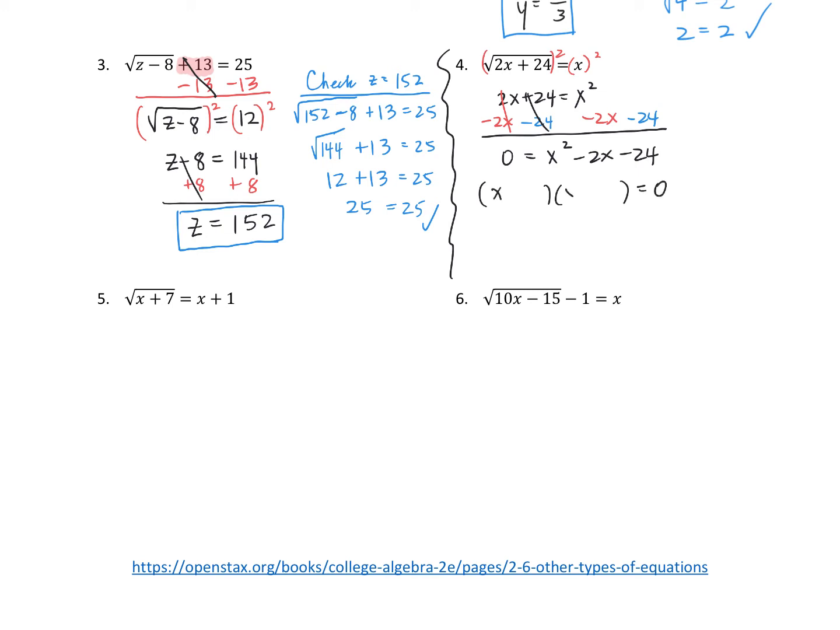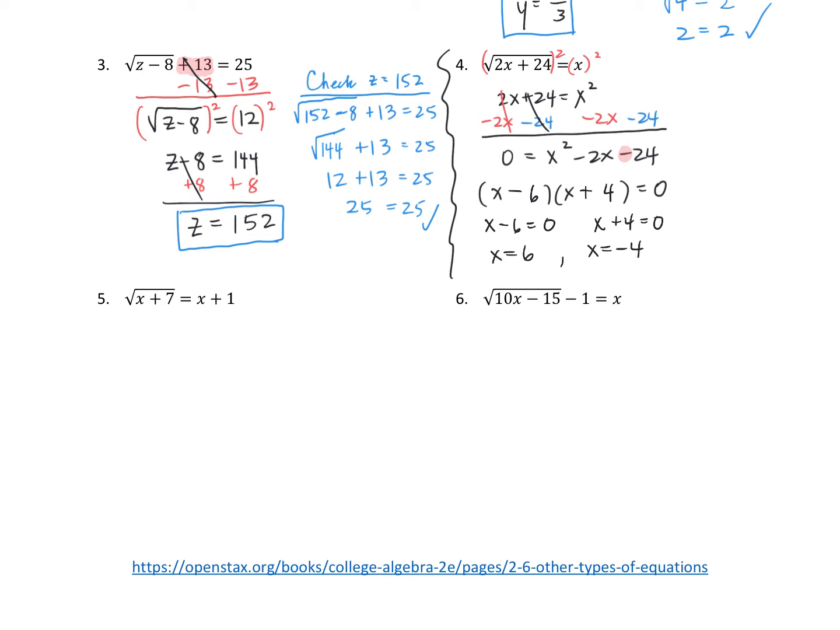And I'm going to rewrite it with a 0 on the right. X squared breaks down into x and x. The negative in front of the 24 tells you you're going to have different signs. So one minus, one plus. The numbers that multiply to get negative 24 and add to get negative 2 are 6 and 4. So we have these two linear factors that we can set equal to 0 and solve. So x is 6 or x is negative 4.